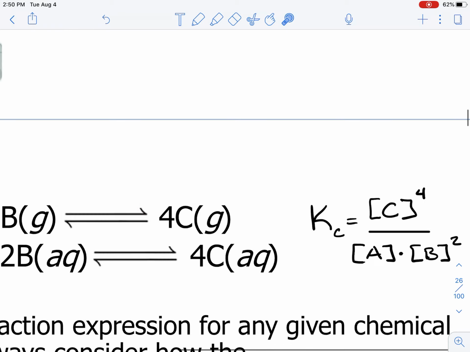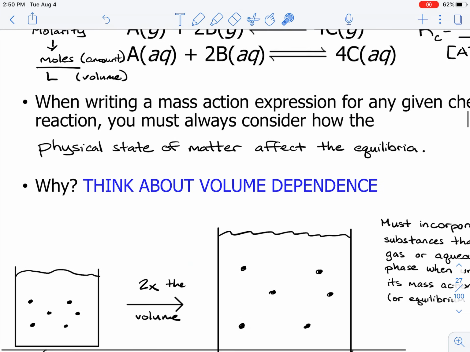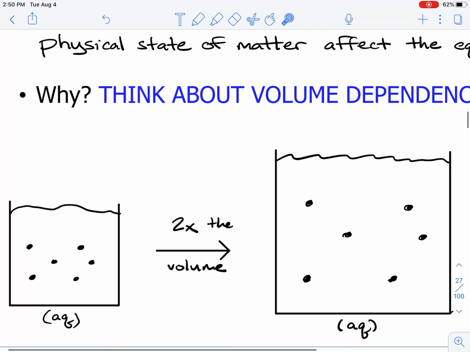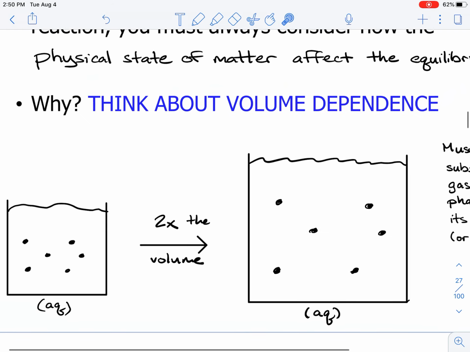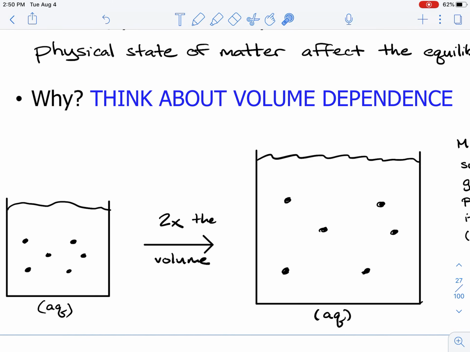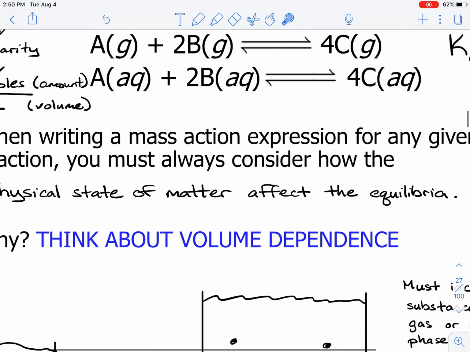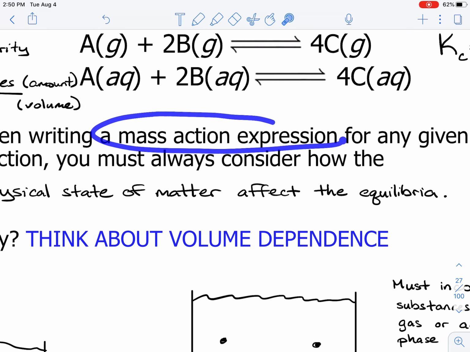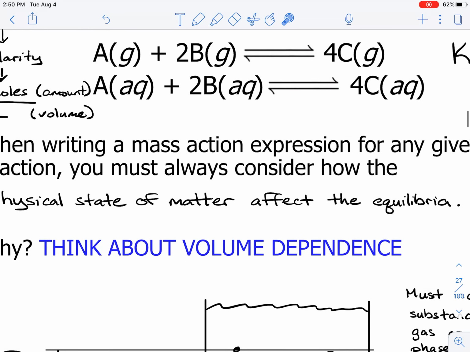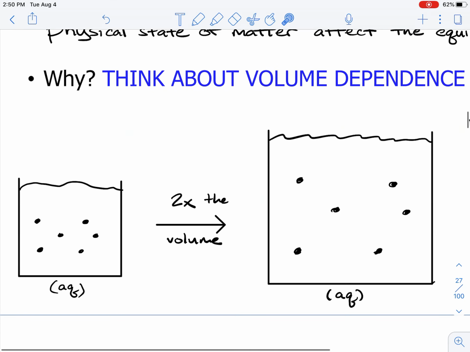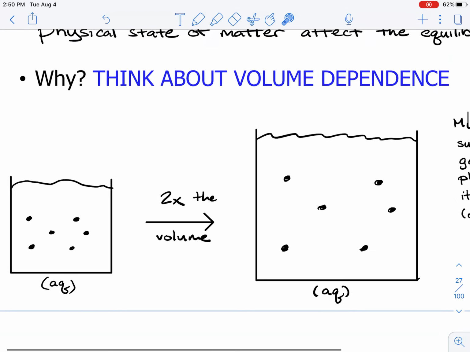To illustrate this effect, I want to draw your attention to this diagram here. Overall, I want you to focus on the dependence on volume for the physical state of matter. If you keep that in the back of your head, then you'll understand why we need to write the mass action expression for specific physical states of matter a little bit differently than others. So let's go back to this image.